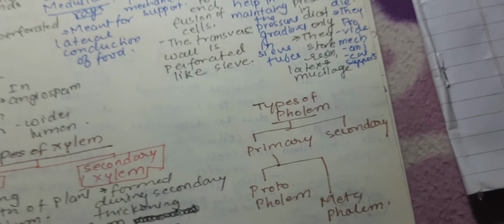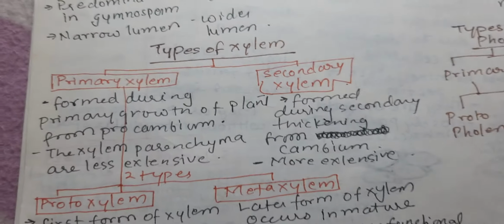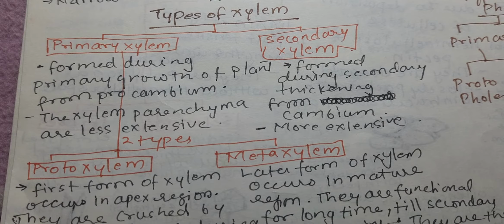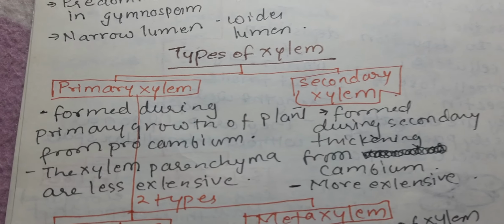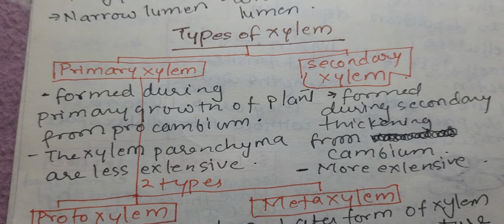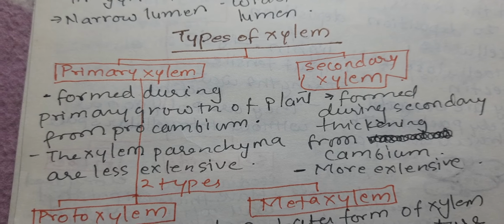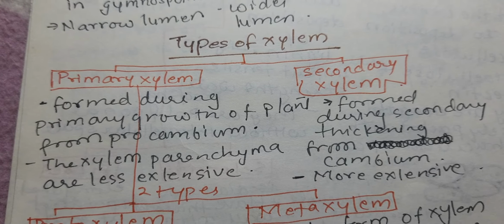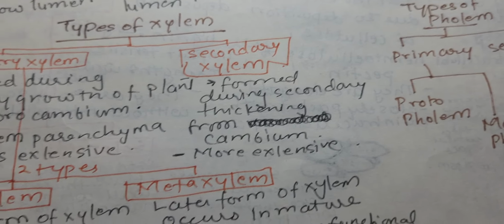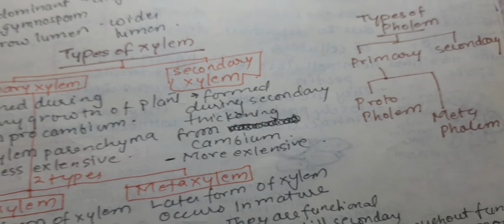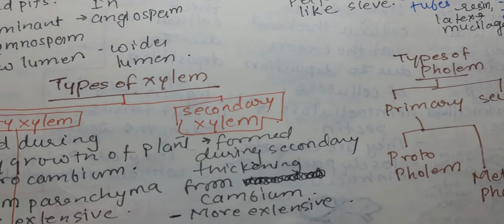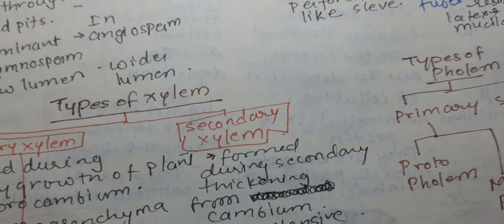Okay, so now we'll see the types of xylem based on when they are formed. They are divided into two categories: primary xylem and secondary xylem. The primary xylem is formed during the primary growth of the plant from procambium. The xylem parenchyma are less extensive in primary xylem, whereas secondary xylem is formed during secondary thickening from the cambium, and here the xylem parenchyma are more extensive.